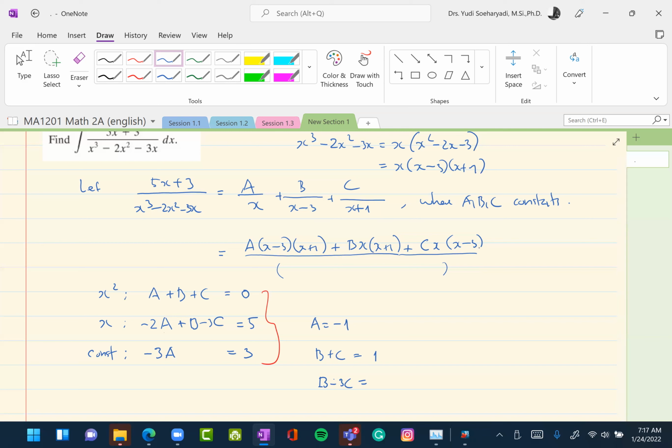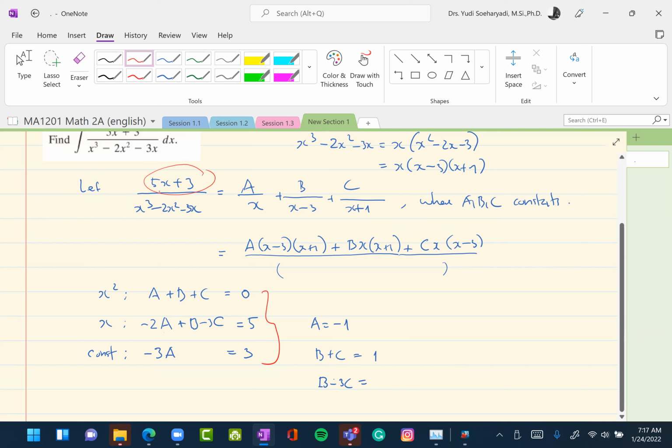Now, I didn't write it down, and you don't need to either. In the end, this should equal 5x plus 3 here. Okay, so this is what I do.